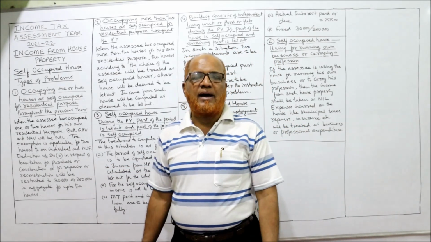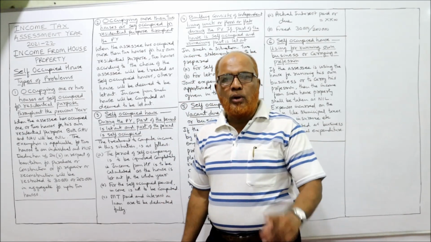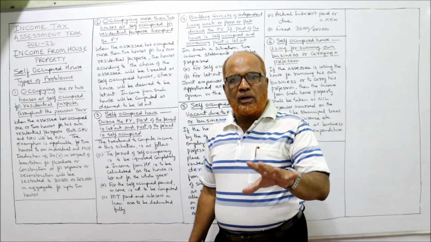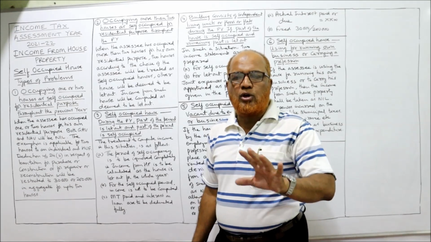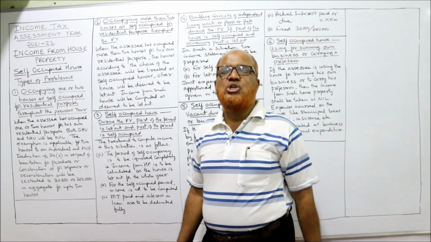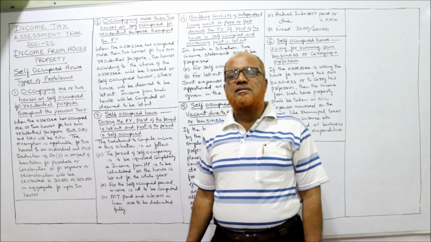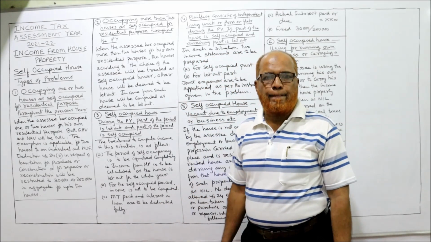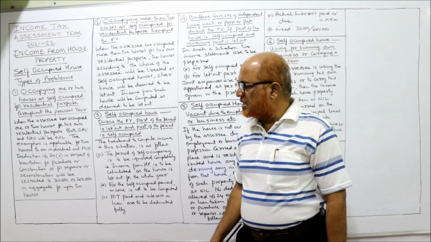The exemption is applicable for two houses to an individual and HUF. Earlier, two or three years back, only one house exemption was given. A person could have only one residential house as self-occupied, but now the law has changed. Now the Income Tax Act says a person can keep two houses for self-occupancy, for individual as well as HUF.